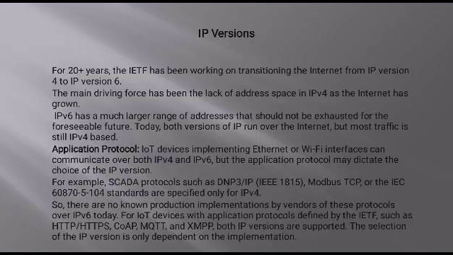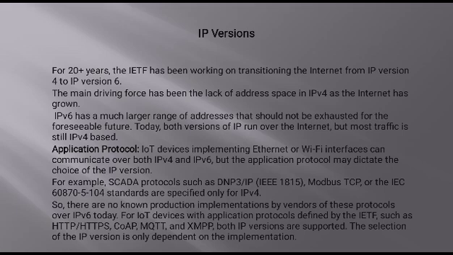IP version. Over 20 plus years, the IETF has been working on transitioning the network from IP version 4 to IP version 6. The main driving force is the lack of address space in IPv4 as the internet has grown. IPv6 has a larger range of addresses that should not be exhausted for the foreseeable future. Today, both versions of IP run over the internet, but more traffic is IPv4.